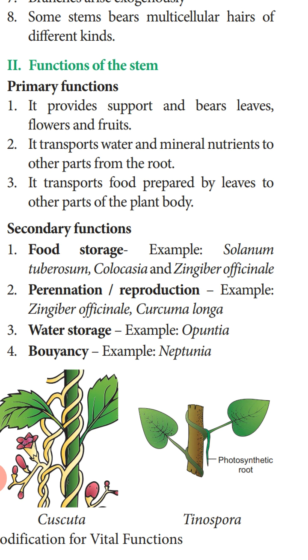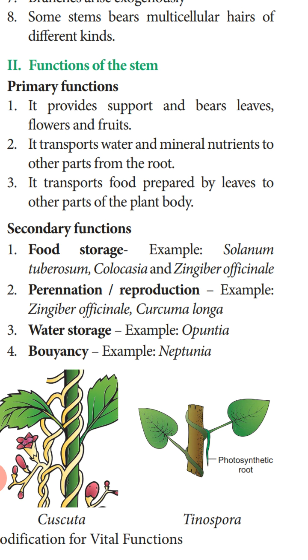Next, perennation or reproduction. Perennation or reproduction means any vegetative part that is used to produce a new plant. Perennation means the plant part is in a hidden stage, and when it gets suitable conditions, it helps in producing a new plant. An example for that is Zingiber officinale or Curcuma. Curcuma is turmeric.